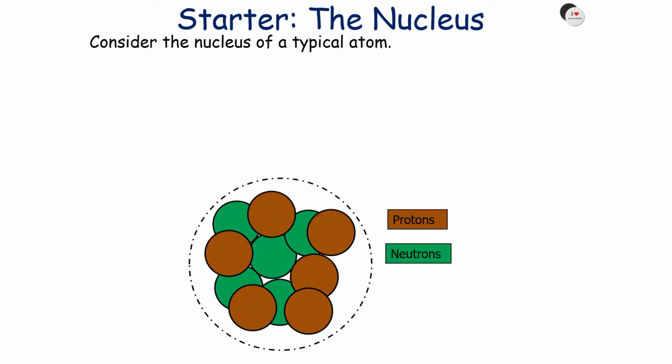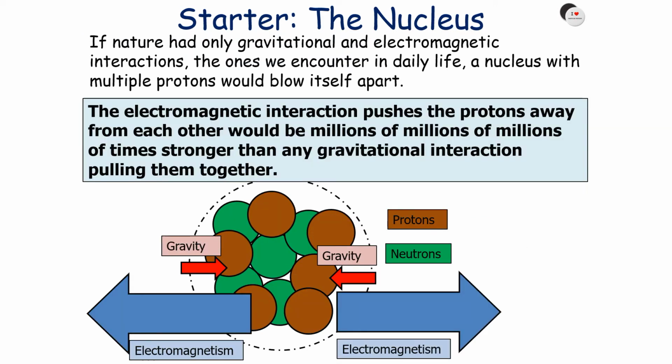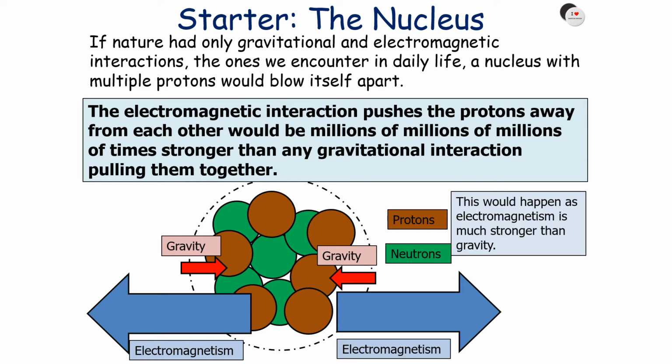So let's consider the nucleus of a typical atom. Now if nature only had what we call the gravitational attraction and the electromagnetic interaction, which are the ones we encounter in our day-to-day lives, a nucleus with many protons would blow itself apart, because the electromagnetic interaction between two protons, because they're both positive, will be repulsion, and is millions of times stronger than the gravitational interaction attracting and pulling them together. So basically electromagnetism is a much stronger interaction than gravity, so therefore in theory the nucleus should blow itself apart.